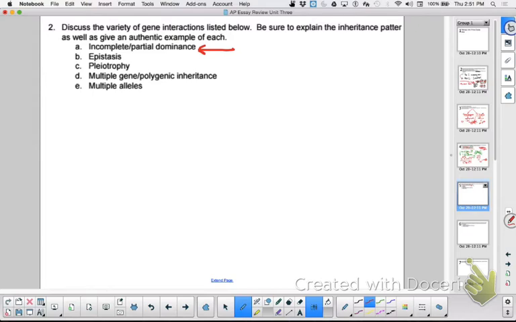Okay, epistasis. What was the one for epistasis that we looked at? Epistasis means what?